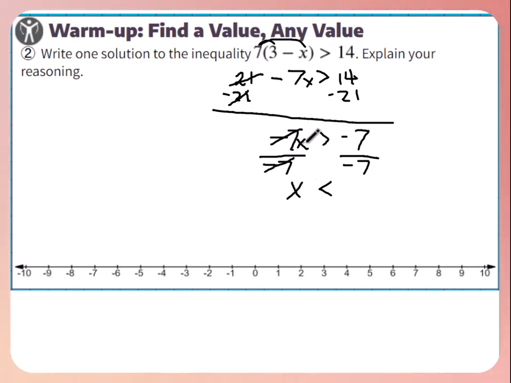So this is going to be 1x, bring down the 1x. And then -7 divided by -7 is also 1. We don't have any variable attached to that, so it's just going to be 1. All right, so we're going to find 1. It's not equal to 1, so we're going to circle it. Find 1 on the number line. And then we're going to shade everything to the left. So this is how you would graph the inequality, and this would be your solution.